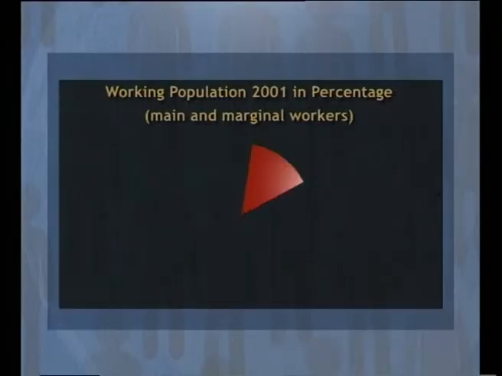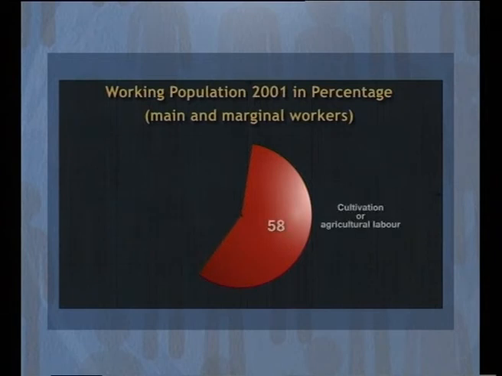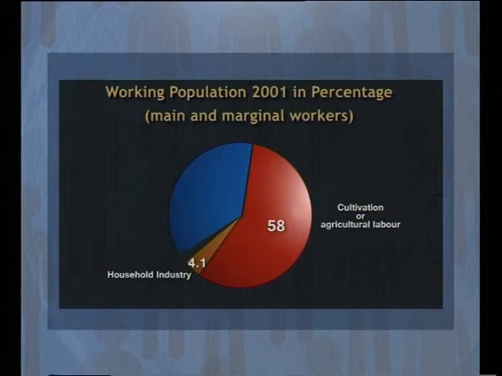But quite in contrast to this is the proportion of urban marginal workers, which increased from 1% in 1991 to 3% in 2001. If we look at the working population in India, both the main and marginal workers in 2001, it was about 402.5 million, out of which 58% were engaged in cultivation or as agricultural laborers and 4.1% were household industry workers and 37.9% were the other workers.